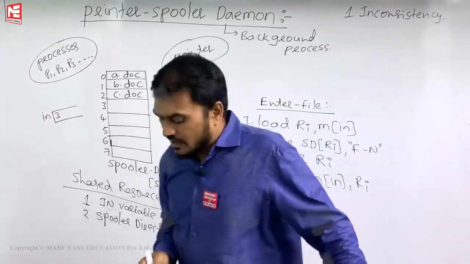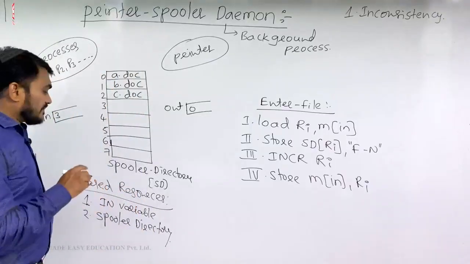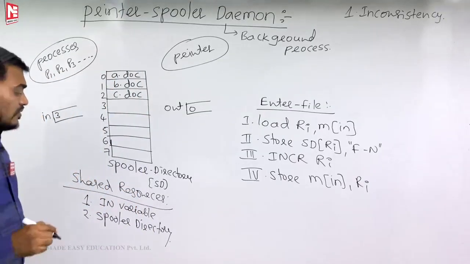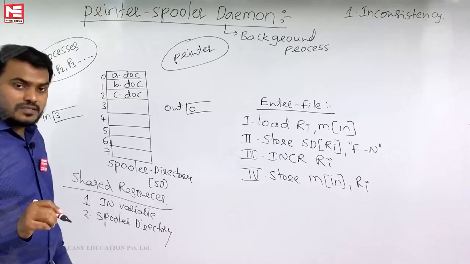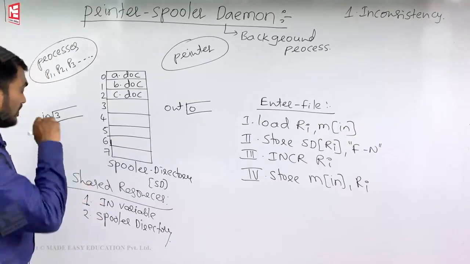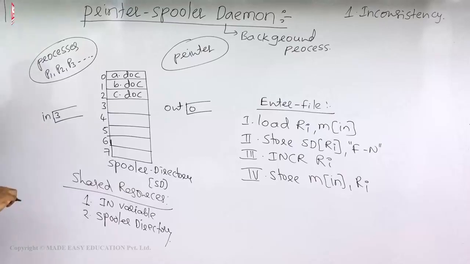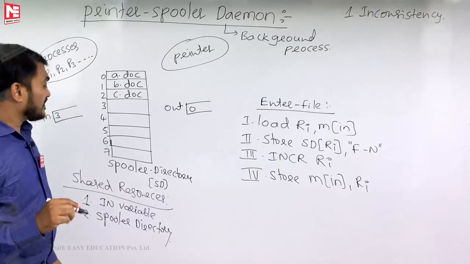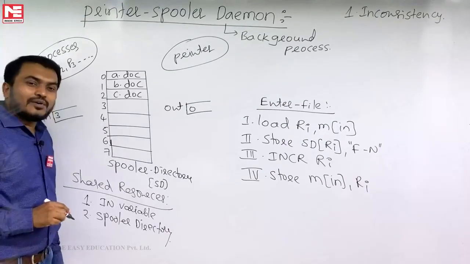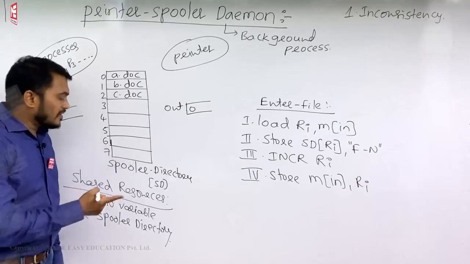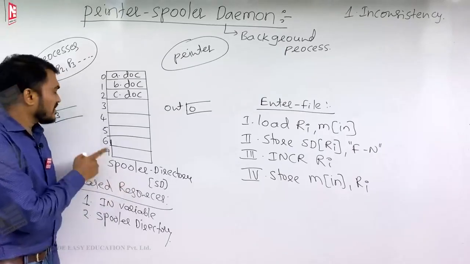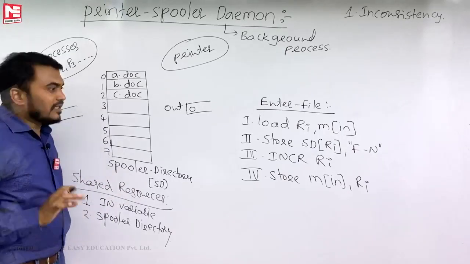Right. Next, I am repeating once again what we are trying to do. We are trying to provide synchronization to the processes to access the common shared resources: the spooler directory and the common shared variable in. So that's what we are trying to do.